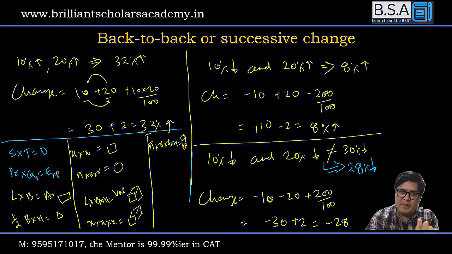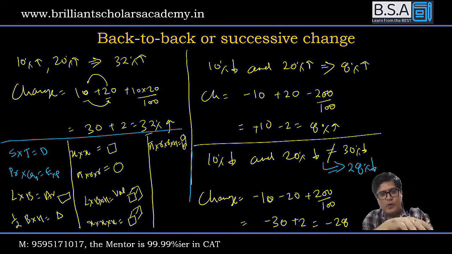Numbers must be multiplied. If numbers are multiplied and they are changing, the overall formula works. How? I'll teach you. I'll show you.